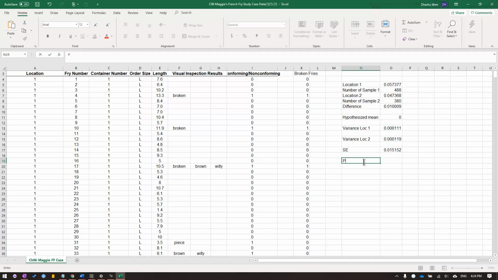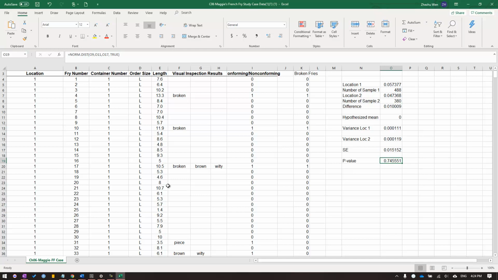And then let's calculate the p-value. Norm dist: this difference is this, and then mean is 0, standard error is this, cumulative true. It's 74.5%. So we got a fairly big p-value here.